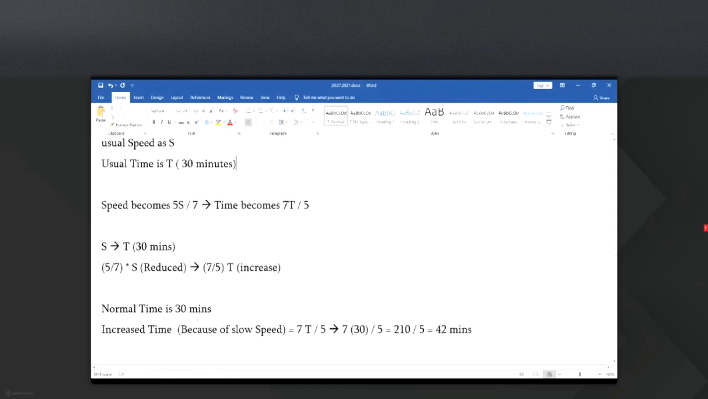The normal time is 30 minutes. His increased time is 7 into 30 by 5, so 210 by 5, which is 42 minutes. So there you go.